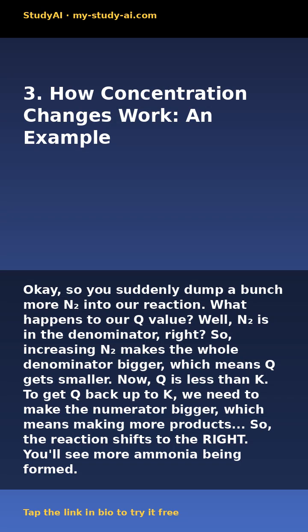Okay, so you suddenly dump a bunch more N2 into our reaction. What happens to our Q value? Well, N2 is in the denominator, right? So increasing N2 makes the whole denominator bigger, which means Q gets smaller. Now Q is less than K. To get Q back up to K, we need to make the numerator bigger, which means making more products. So the reaction shifts to the right. You'll see more ammonia being formed.